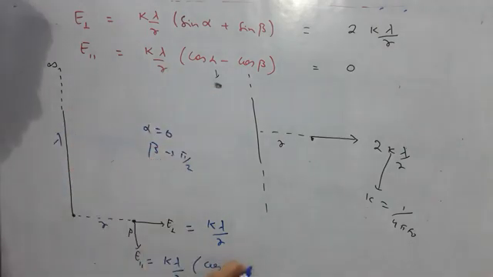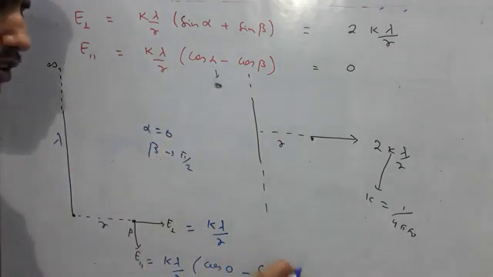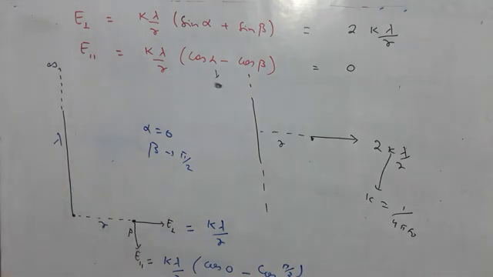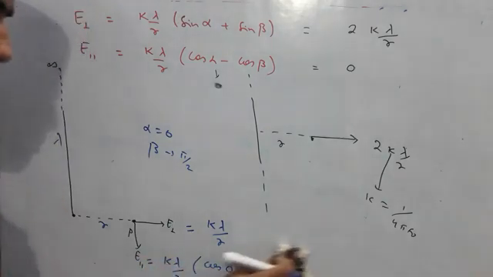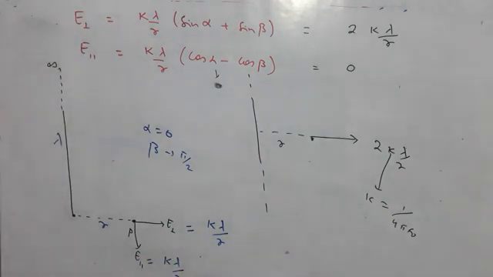What is beta? It is pi by 2. Now what is cos 0? 1. And what is cos pi by 2? It is 0. So this will vanish. So how much will be left? 1 minus 0, that is nothing but 1. So it's interesting to note that both these components have the same value, k lambda by r.